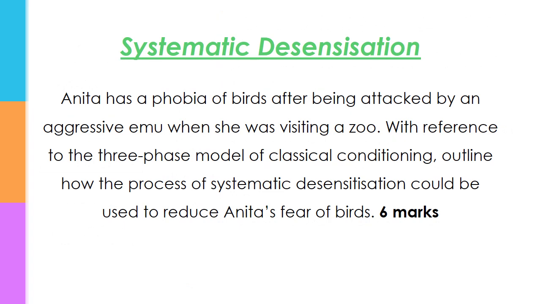Okay, let's have a look at this question. Anita has a phobia of birds after being attacked by an aggressive emu when she was visiting a zoo. With reference to the three-phase model of classical conditioning, outline how the process of systematic desensitization could be used to reduce Anita's fear of birds.